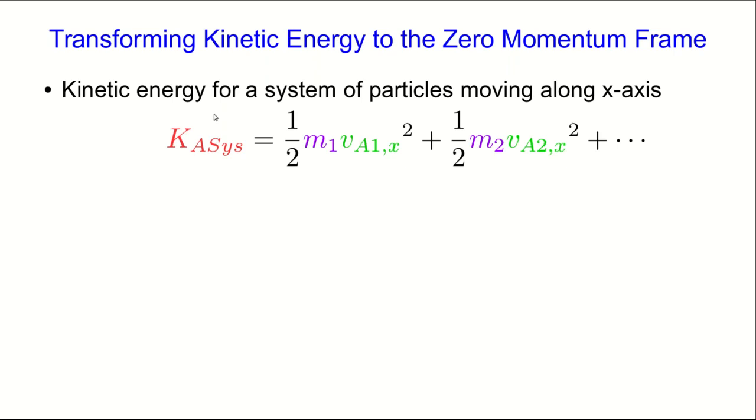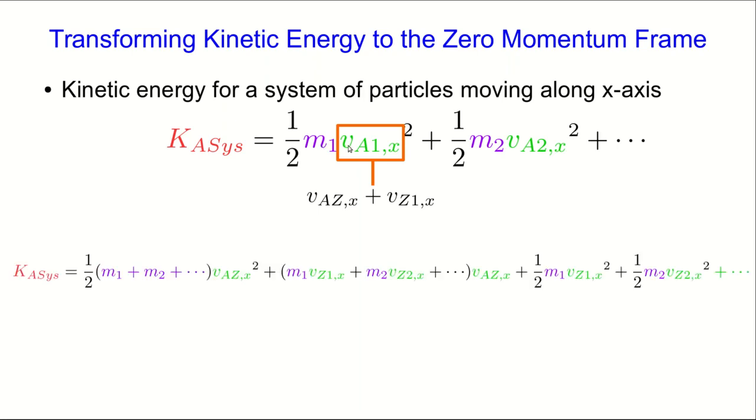So we start with the kinetic energy for our system as measured in our arbitrary frame A. And now we do a Galilean transform on all of these velocity components. Because these velocity components are squared, this whole thing expands out into a rather icky relationship. But what I've done in this equation is I've grouped the terms in a very specific way.